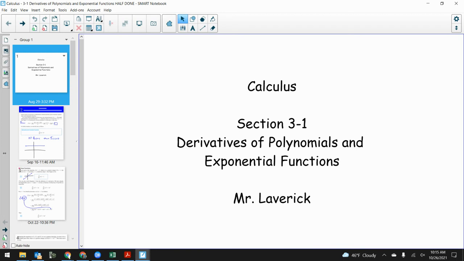So we have section 3.1, finishing off section 3.1 today. Just to give you guys a heads up, 3.2 is only a one-day lesson. We'll do that tomorrow. We'll do a workday on section 3.2 on Thursday, and then we're jumping to section 3.3 on Friday.